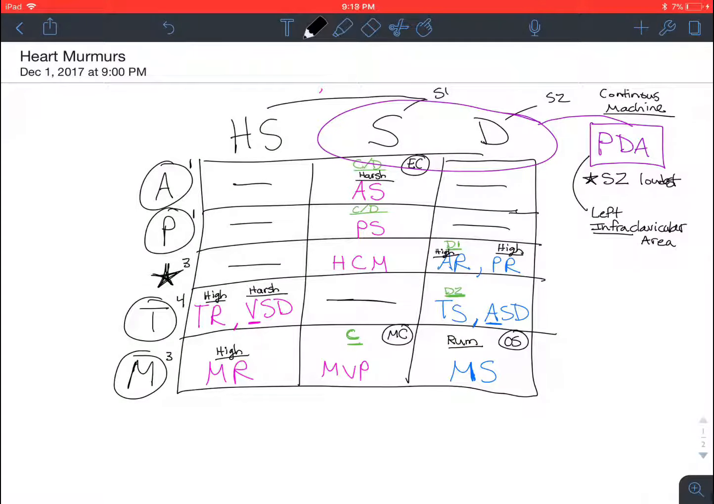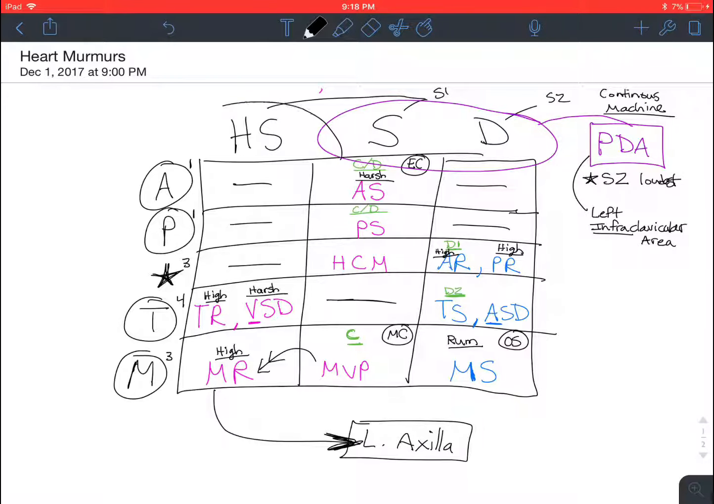Okay, so after that, I like to add a little bit more detail on where things are going. So mitral valve prolapse can eventually lead into mitral regurg. Mitral regurg will radiate to the left axilla. So if someone has a murmur and they have this pain that radiates to the left axilla, probably going to be mitral regurg. And then for aortic stenosis, that's going to radiate to the carotids.